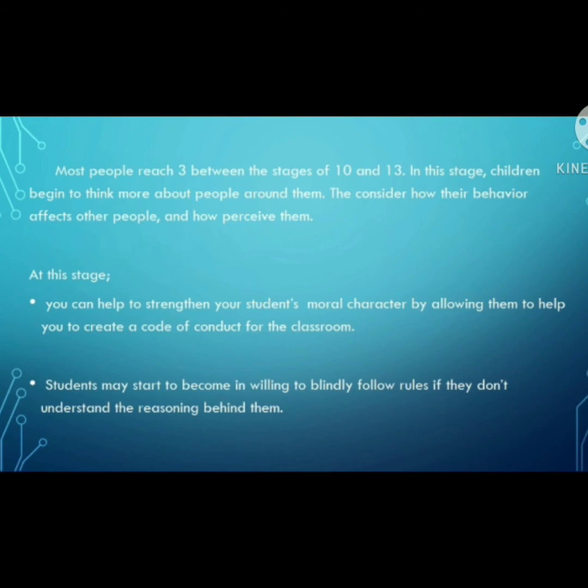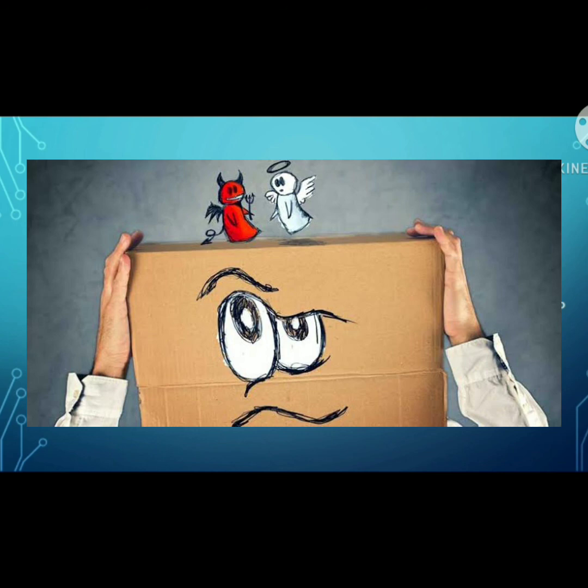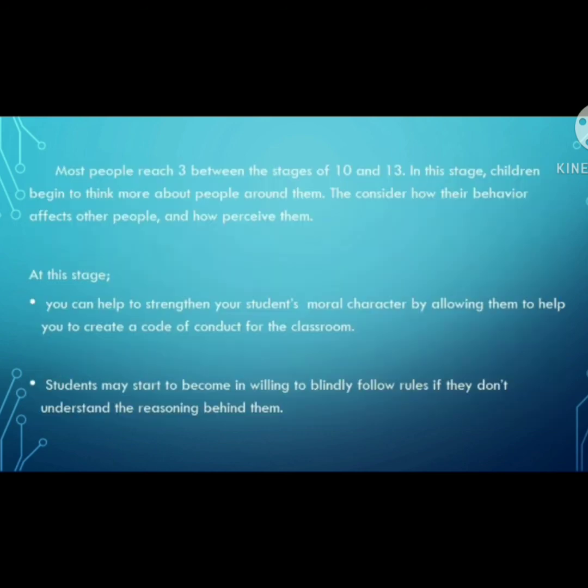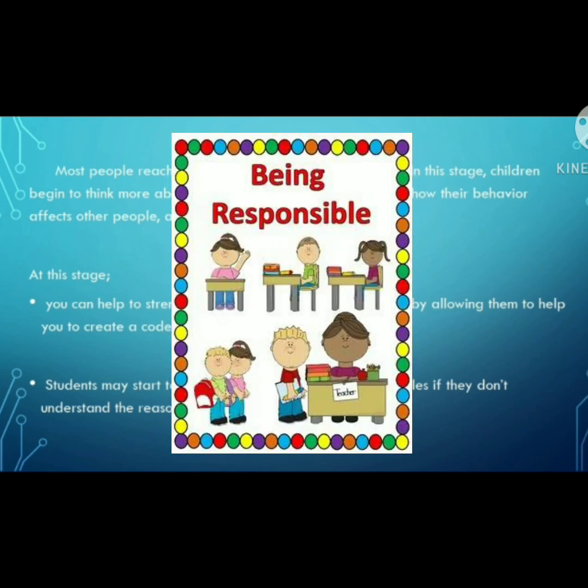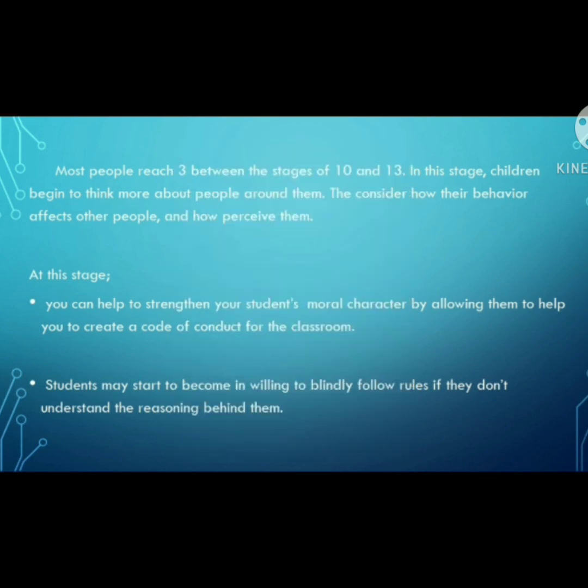At this stage, you can help to strengthen your students' moral character by allowing them to help you create a code of conduct for the classroom. This lets the students be partially responsible for the rules which they are expected to follow. In this stage, they will develop their values, being good by following the rules and being responsible.